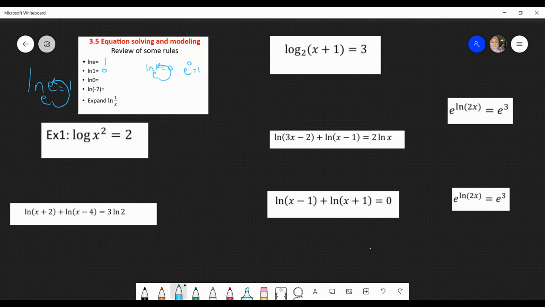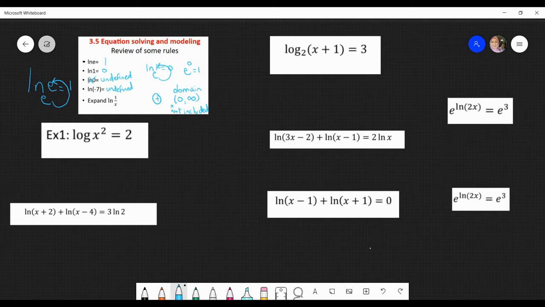Ln of 0 is going to be undefined. And the reason why, let's try to remember together the domain. The domain of the log is 0 comma infinity, and it's open on 0, which means not included. So it's not an allowed input. If I put it on the calculator, it's going to give me undefined. Ln of -7 is also undefined. Negative input is not allowed because 0 to infinity means all the positive real numbers.